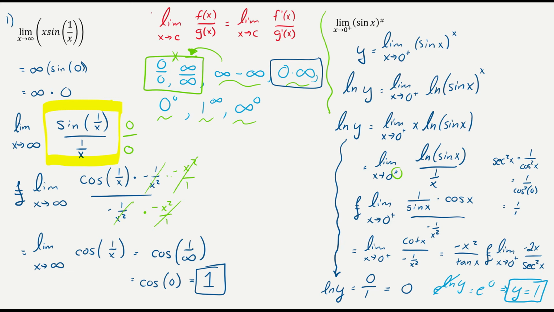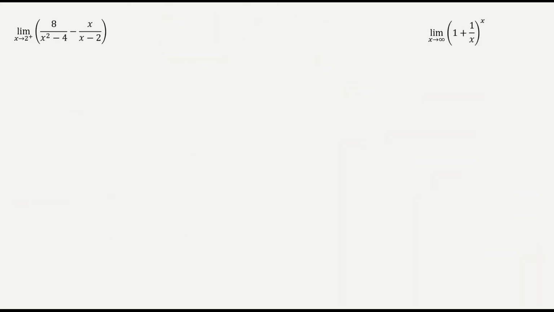All right, let's try two more. Okay, let's try these two now. So I have the limit as x approaches 2 from the right. If I try direct substitution, I get 8 over 0 minus 2 over 0. And that would give me infinity minus infinity. That's indeterminate, because if I reach this infinity first, infinity minus anything is infinite. But if I reach this infinity first, I would have anything minus infinity giving me negative infinity. So is it positive or negative infinity?